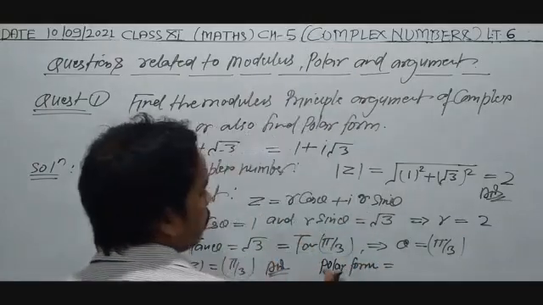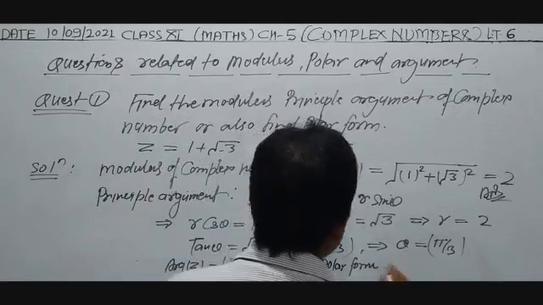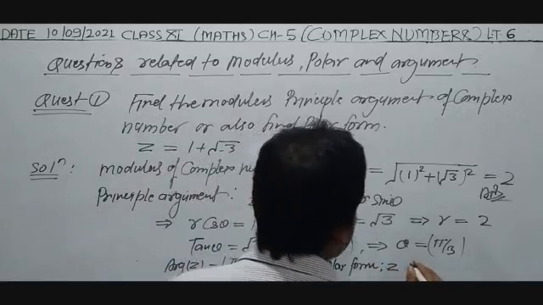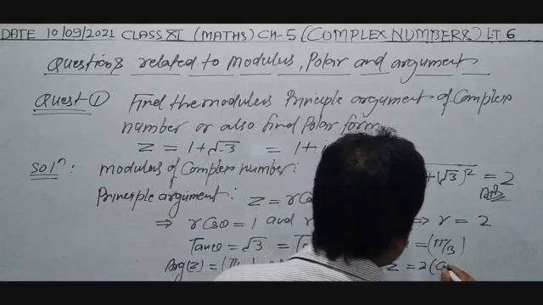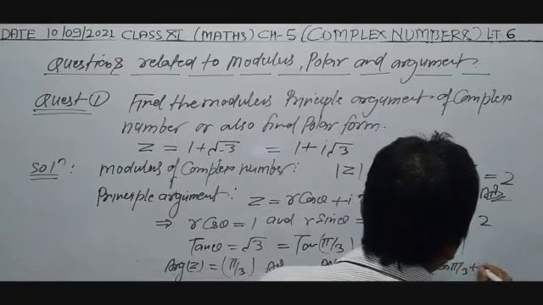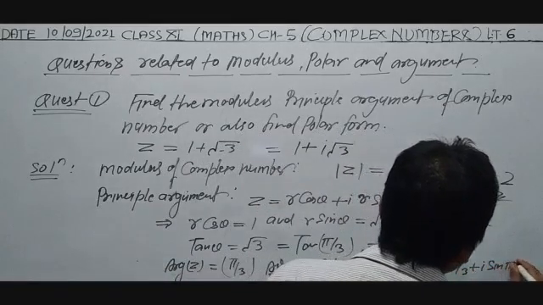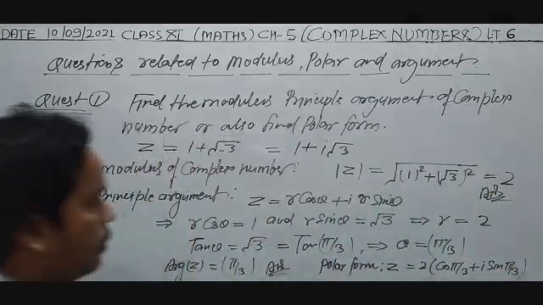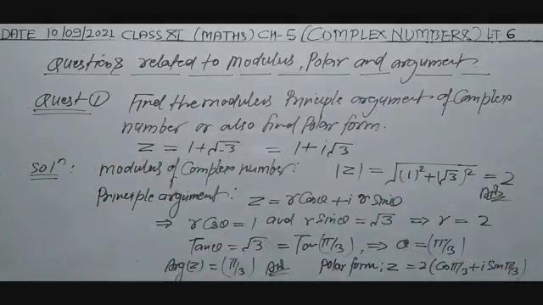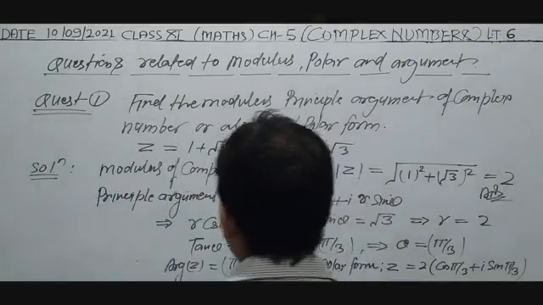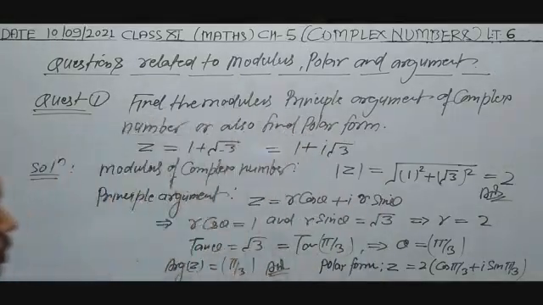In polar form, you will get the result z is equal to 2 times cos pi by 3 plus i sin pi by 3. This is the answer. So modulus, argument and polar form, this question is completed.